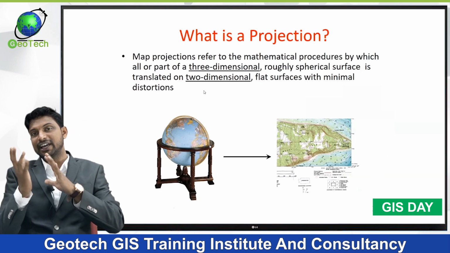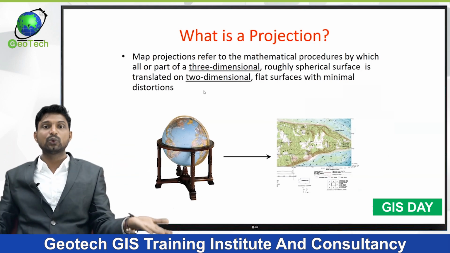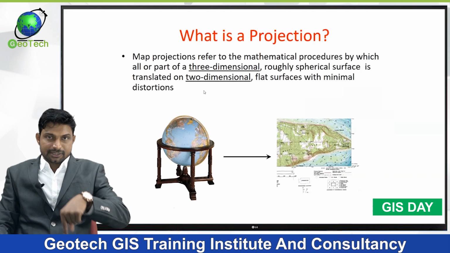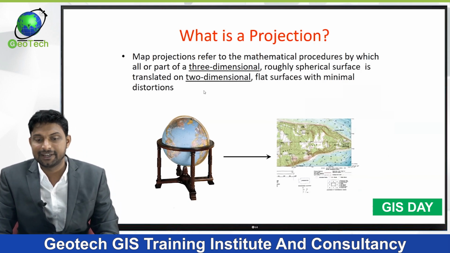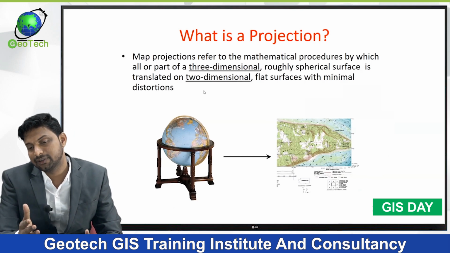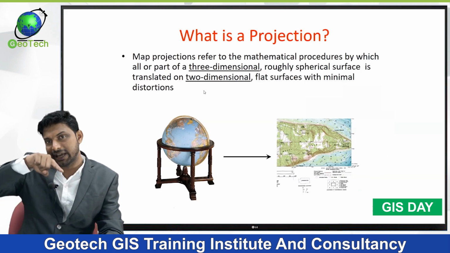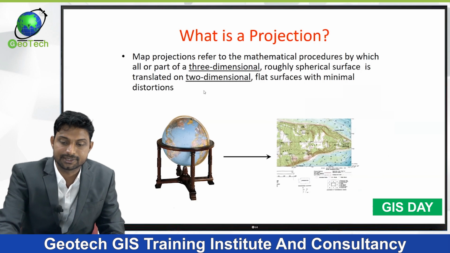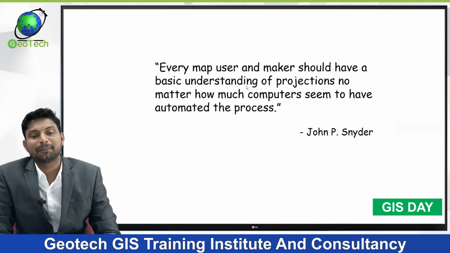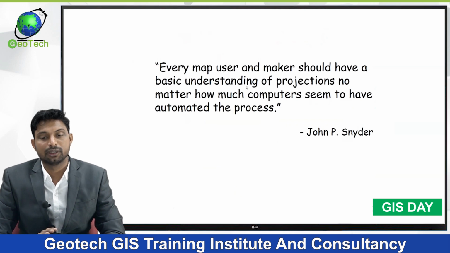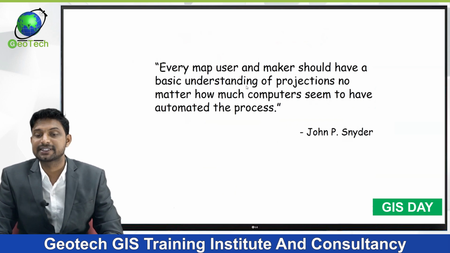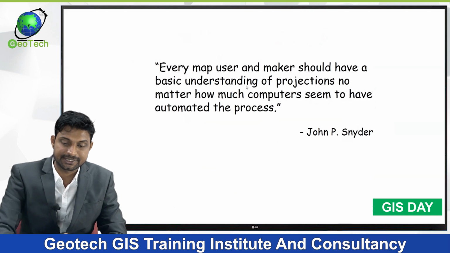So this 3-dimensional earth we want to represent in 2-dimensional. In 3-dimensional, calculating area or anything else is very difficult. That's why we are converting into 2-dimensional. Then we can calculate area on a flat surface. Every map user and maker should have a basic understanding of projection, no matter how much computers seem to have automated the process.